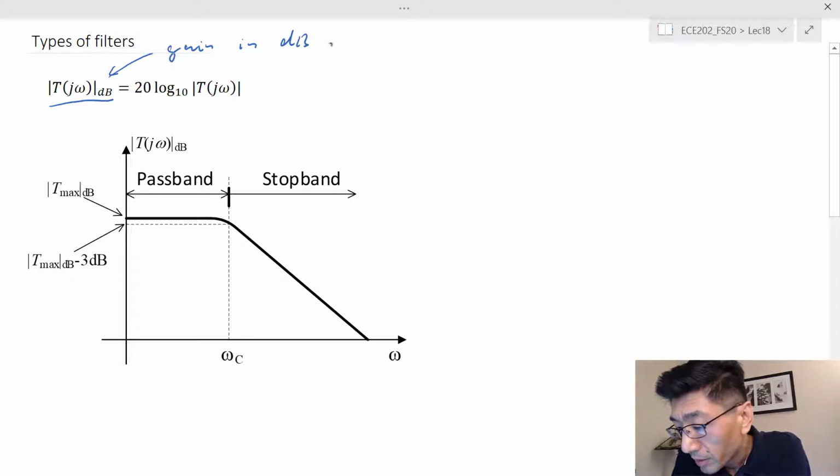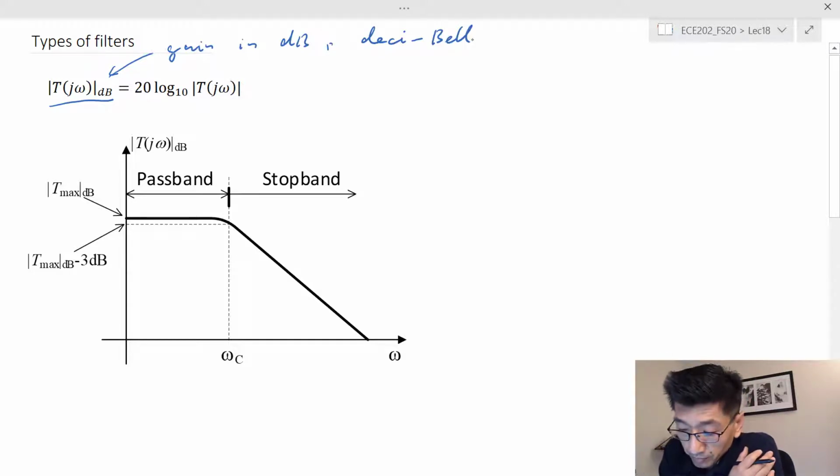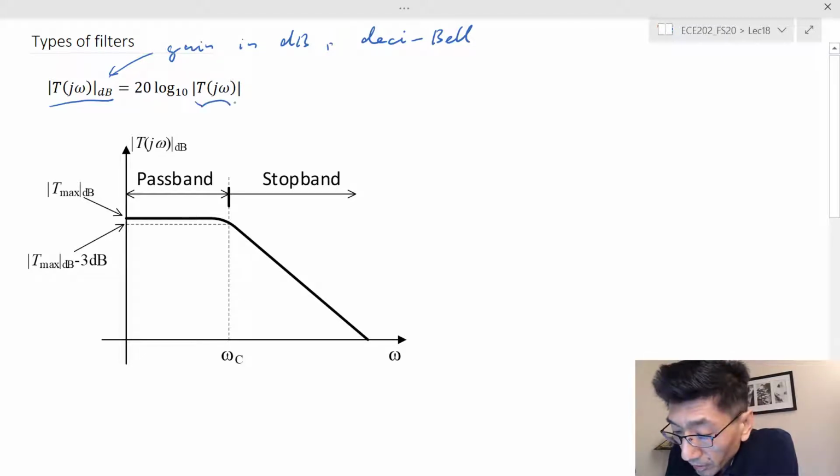dB means decibel. In this case, it is related to the original gain by taking the log base 10 and times 20. So that's how we find out.